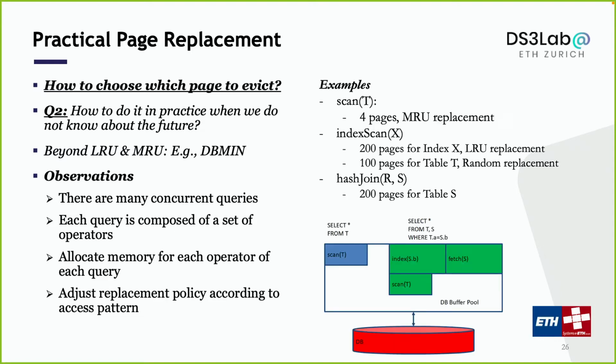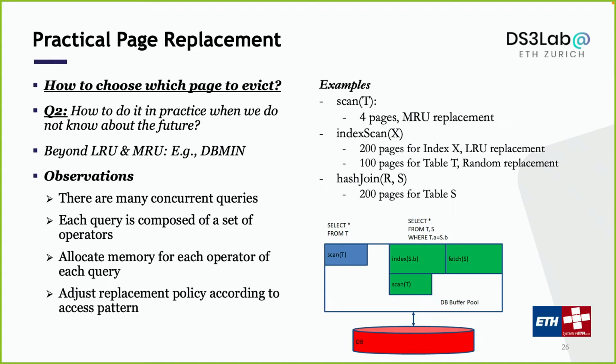For example, assume you have this single database buffer pool, and you have, for example, 3 different operators that people are running. You have the sequential scan of a relation T. In this case, you could say, I give you these 4 different pages inside my buffer, and I'm going to use MRU for that because I know you are going to do a sequential scan. That performs well.